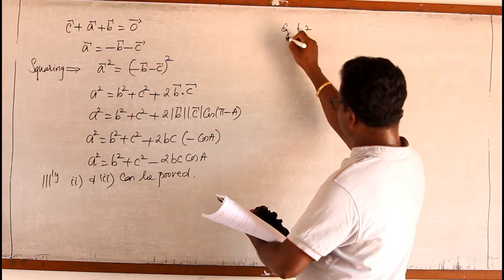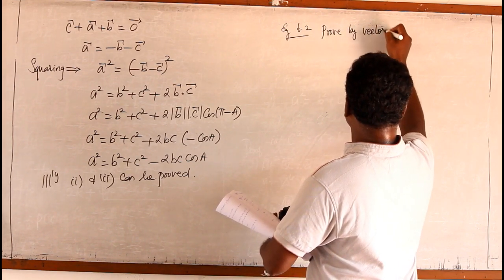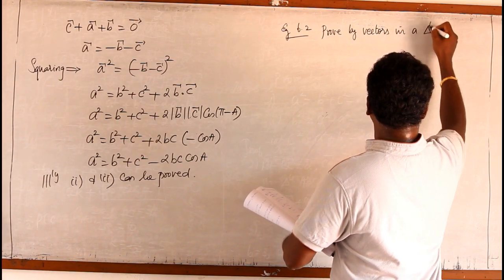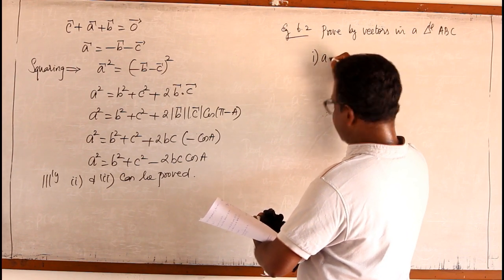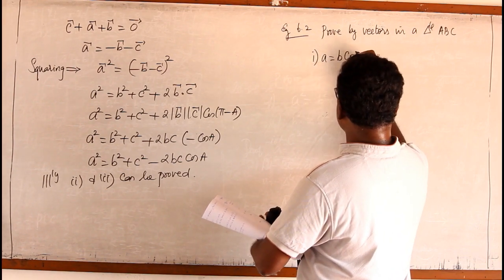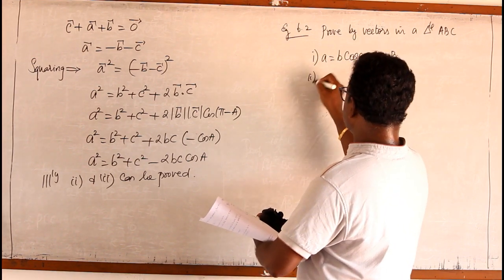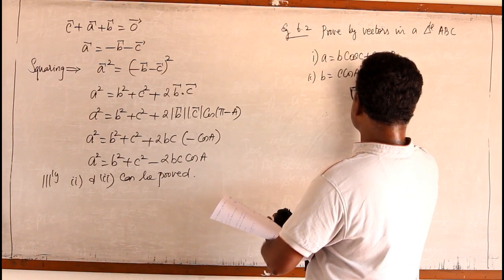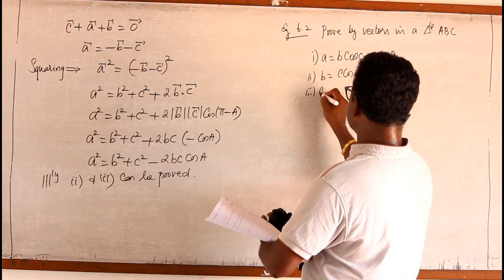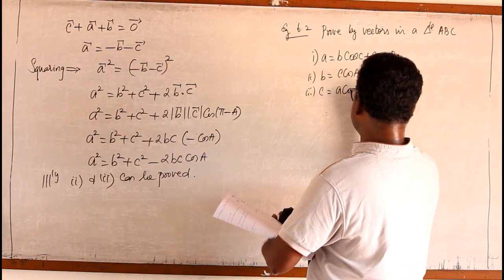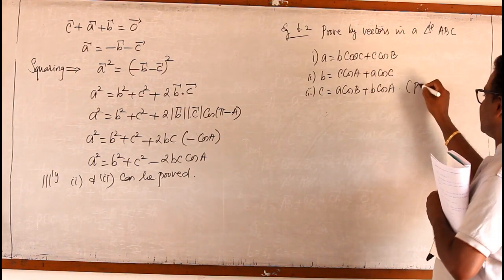Example 6.2. Prove by vectors in a triangle ABC: a = b cos C + c cos B. Second one, b = c cos A + a cos C. Third one, c = a cos B + b cos A. And this is known as the projection formula.